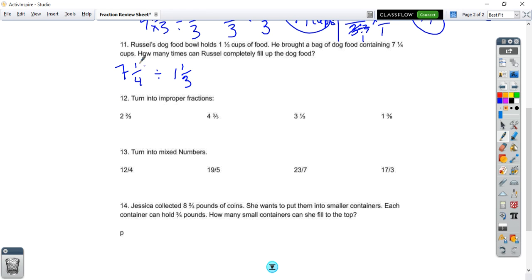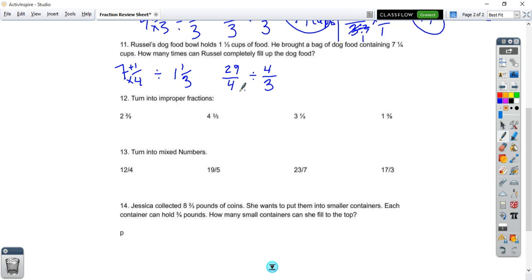First step, I have to change these mixed numbers to improper fractions. So I do times plus 1. 4 times 7 is 28. 28 plus 1 is 29/4. 3 times 1 is 3. 3 plus 1 is 4. Divided by 4 over 3.